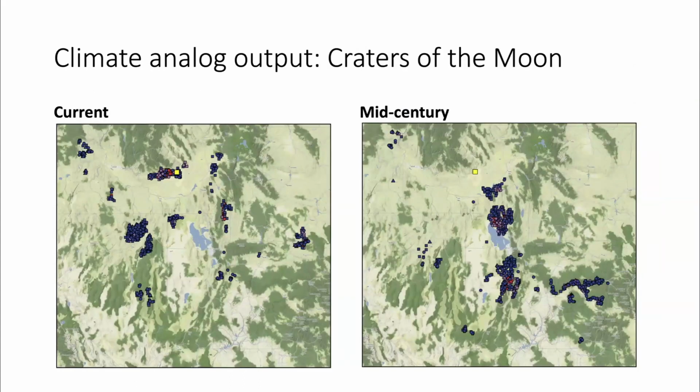So we can also do this for our Craters of the Moon site. And you can see currently we have quite a few analogs, both locally and in similar climates in Northwest Nevada and Utah. And then by mid-century, you can see a similar pattern here that I showed with some of these other outputs, where you see things shift to the south and to Utah mainly, where we get these analogs.